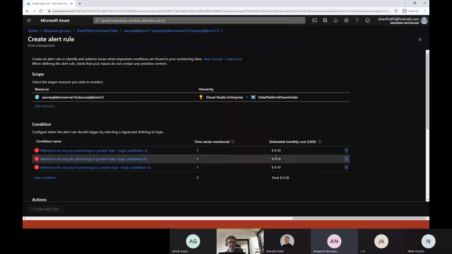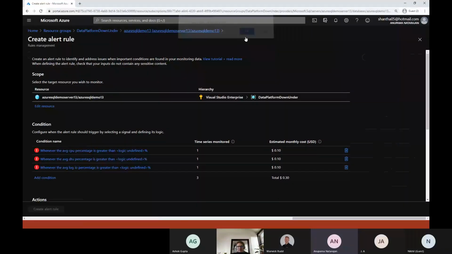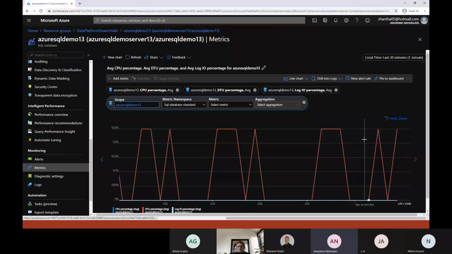And as you can see here, for an estimated cost of 10 cents USD, you'll be able to set up as many alerts as you need. So this is a quicker way you can start setting up monitoring for your Azure SQL database. Cool. So let me get back to my slides here.